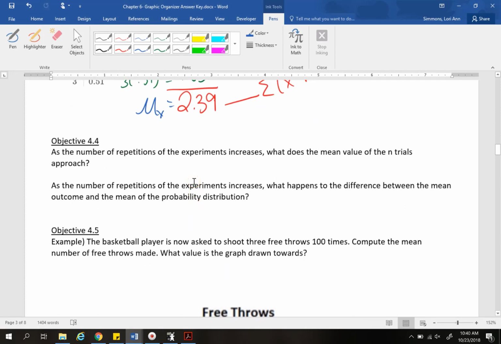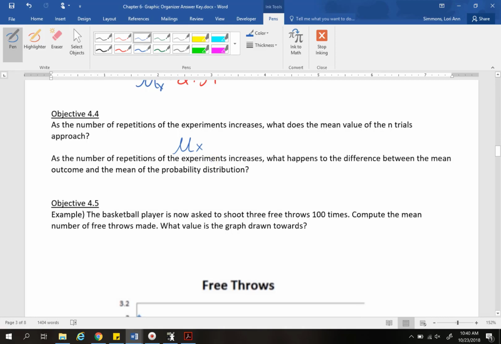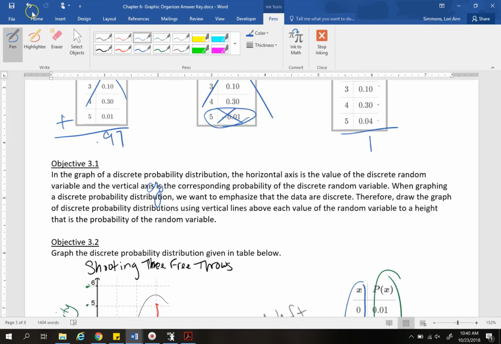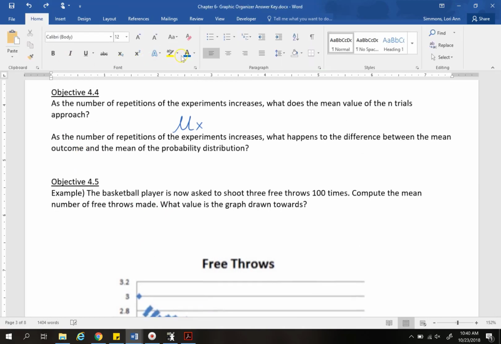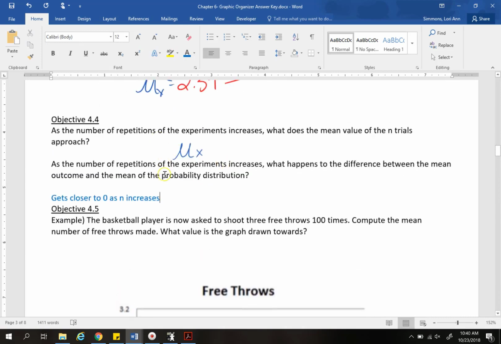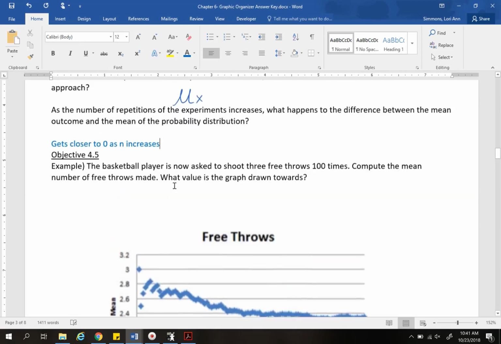So as the number of repetitions of the experiment increases, what does the mean value of n trials approach? This approaches mu sub x. As the number of repetitions of the experiment increases, what happens to the difference between the mean outcome and the mean of the probability distribution? It gets closer to 0 as n increases. So let's look at the example below to actually understand what these two questions mean, to give you better understanding.